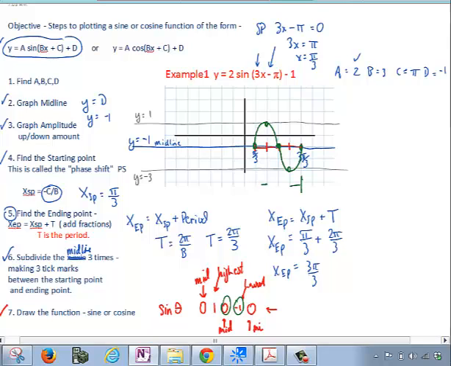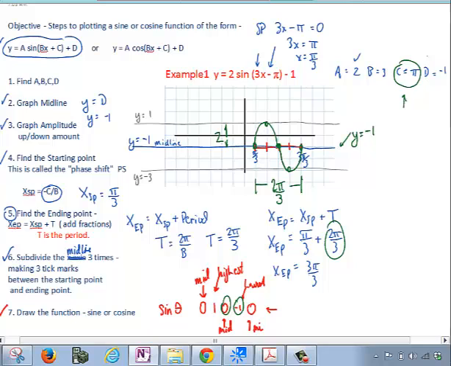Remember, the period was equal to 2 pi over 3, and that's the duration of the function from start to finish. The amplitude was equal to 2, which shows how much it extends from the midline. The midline value was y equals negative 1. And the phase angle c equals negative pi, which helped move our function left or right by a certain amount.